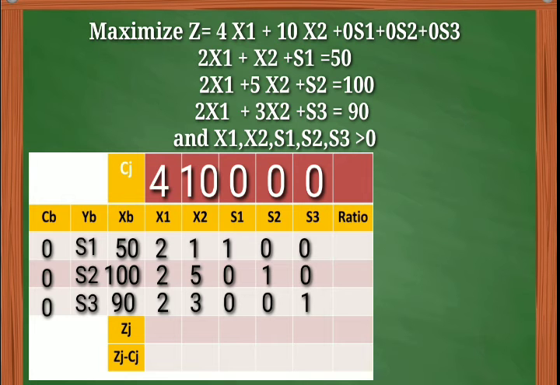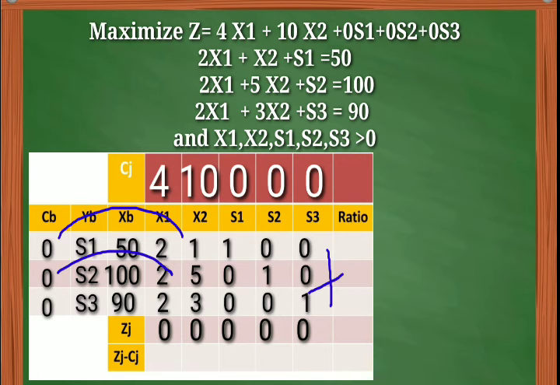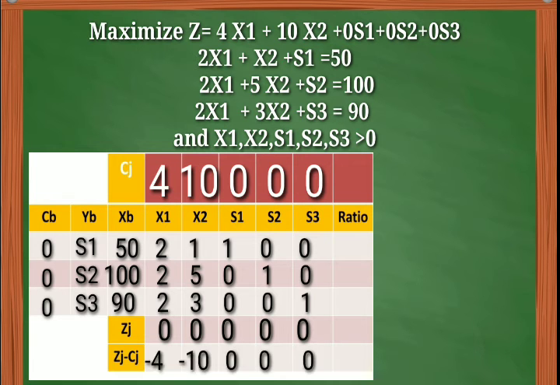And now in the Zj row, we multiply these two rows and add all together, we get 0, 0, 0, 0, 0. Now Zj minus Cj, we get the answer minus 4, minus 10, 0, 0, 0. Now we want to see which is the smallest of all the 5 numbers. Here minus 10 is the smallest number.